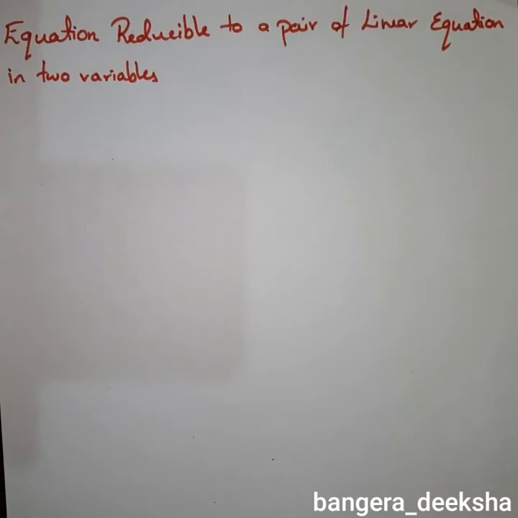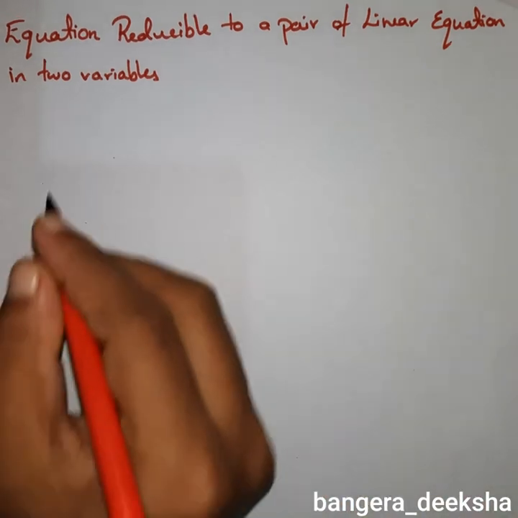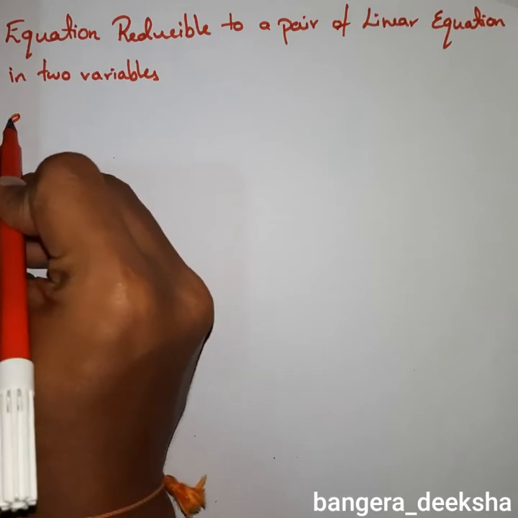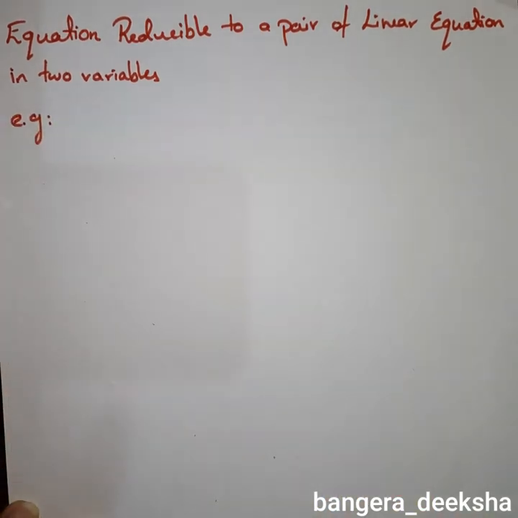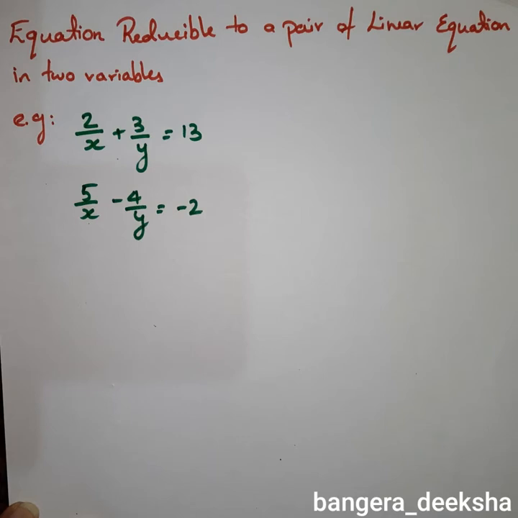Hello everyone. In today's video, we'll look at equations reducible to a pair of linear equations in two variables. In order to understand this, we'll look at an example. So I'll write the example here. 2/x + 3/y = 13, 5/x - 4/y = -2. This is our two equations.